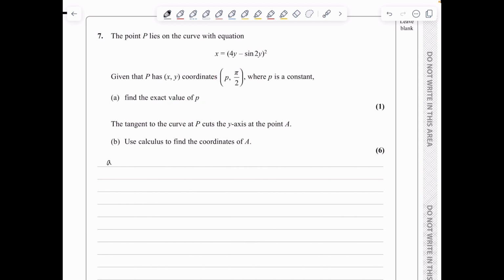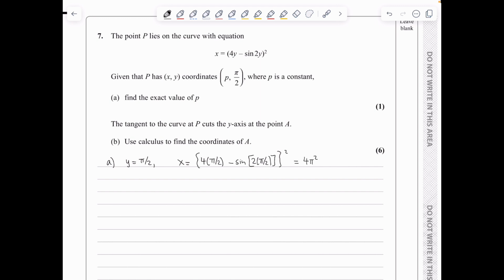So I will simply start by substituting y is pi over 2 into the expression for x. So this leads to x being equal to 4 times pi over 2 minus sine of 2 times pi over 2, all raised to the power of 2. Well, if you plug this into the calculator, you get an answer of 4 pi squared.